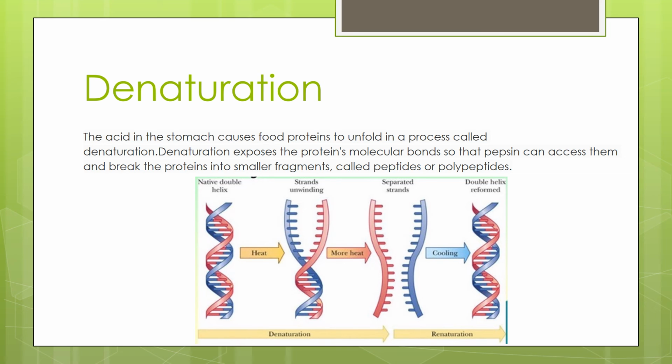The acid in the stomach causes food proteins to unfold in a process called denaturation. Denaturation exposes the protein's molecular bonds so that pepsin can access them and break them down into smaller fragments. These fragments are called peptides or polypeptides, and this reaction normally needs to happen in a heated environment.